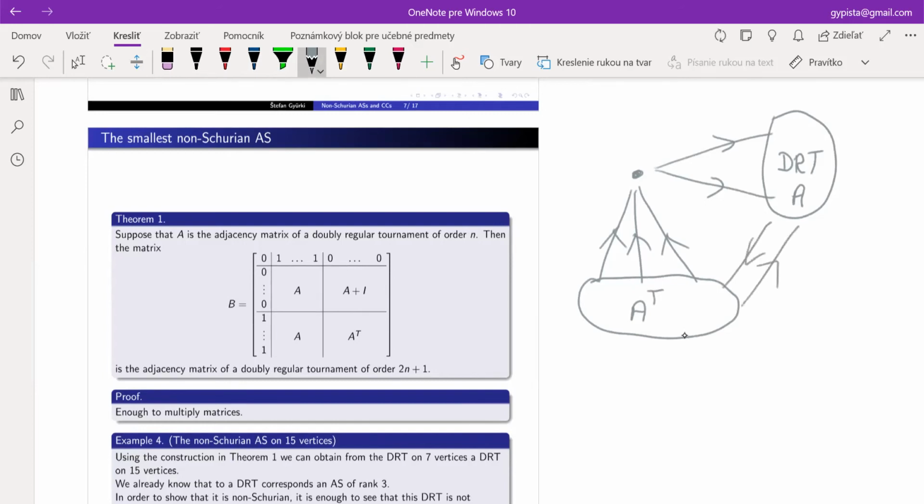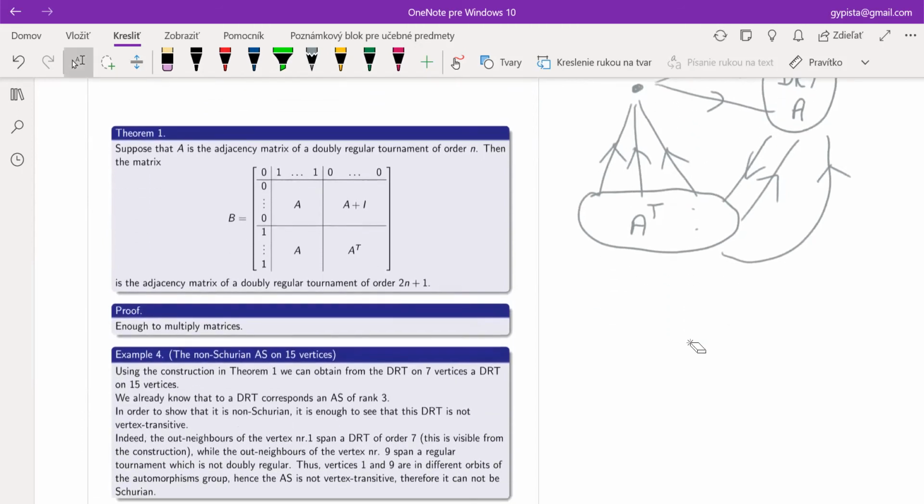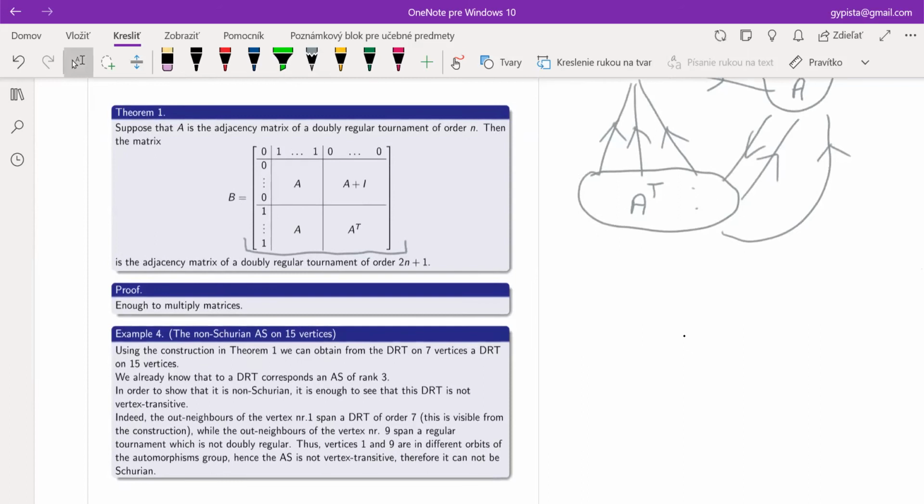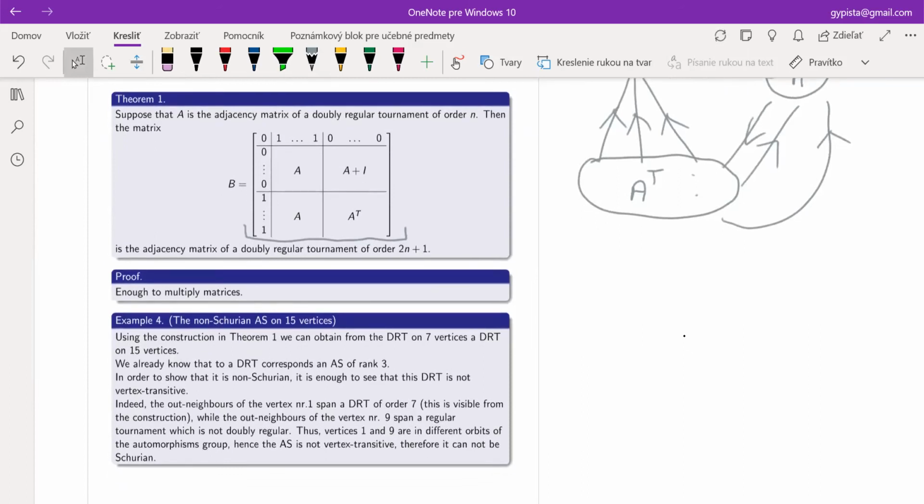And in between them, put the darts according to this rule: from here to here, you have copying the structure of the adjacency matrix A, and in the opposite order, the matrix A plus the identity matrix. And using matrix multiplication, you can derive that really the matrix created like this corresponds to a doubly regular tournament of order 2n plus 1. So exactly this is how we can obtain a doubly regular tournament on 15 vertices from the doubly regular tournament on 7 vertices, which was shown, I think, in example 3.